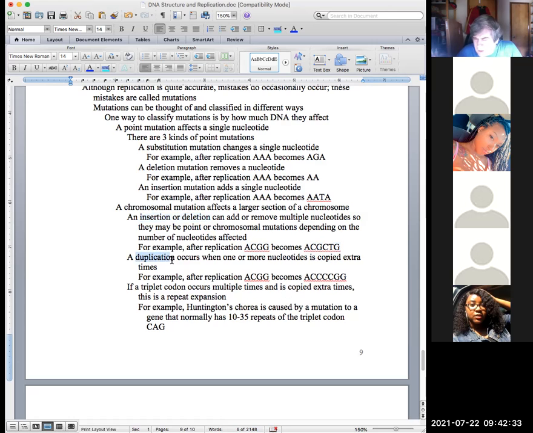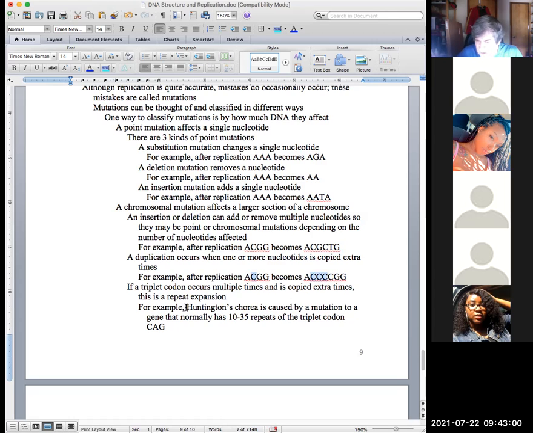You have a duplication when one or more nucleotides gets copied extra times. So you have something like ACGG, and then you have A, and instead of one C, you have three Cs. So that would be a duplication. And it doesn't have to be just a single nucleotide. It could be several nucleotides.